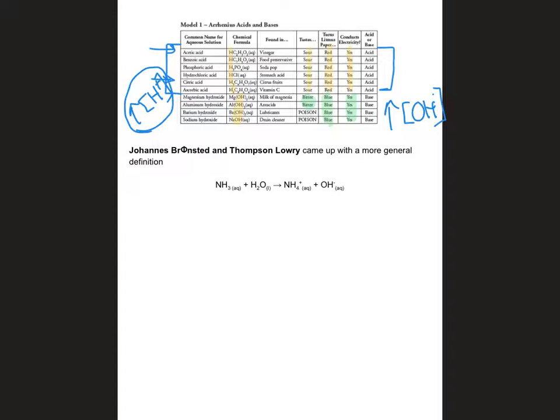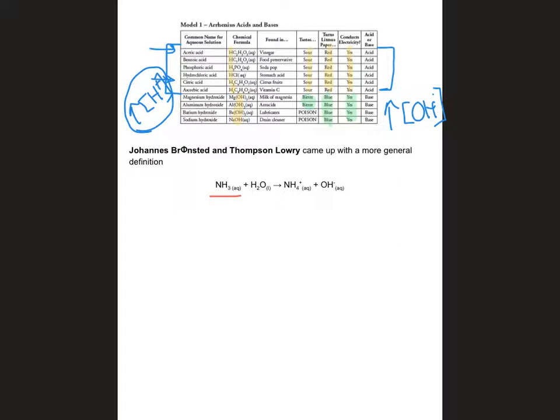Now, there are a couple guys, Johannes Bronsted and Thomas Lowry, who took this definition and said, yeah, that's pretty good, but it doesn't cover everything that's a base, right? And so they came up with something that was a little more general. And if you take a look, here is an example of a base. All right, this is ammonia. And it is a base, but notice it doesn't have an OH minus.